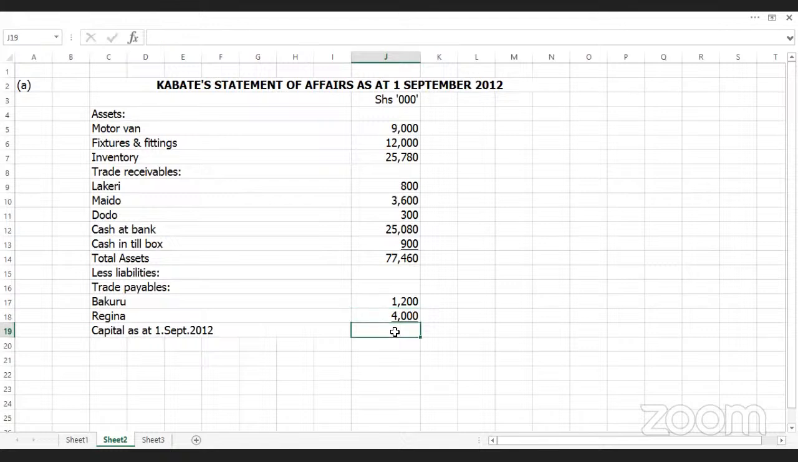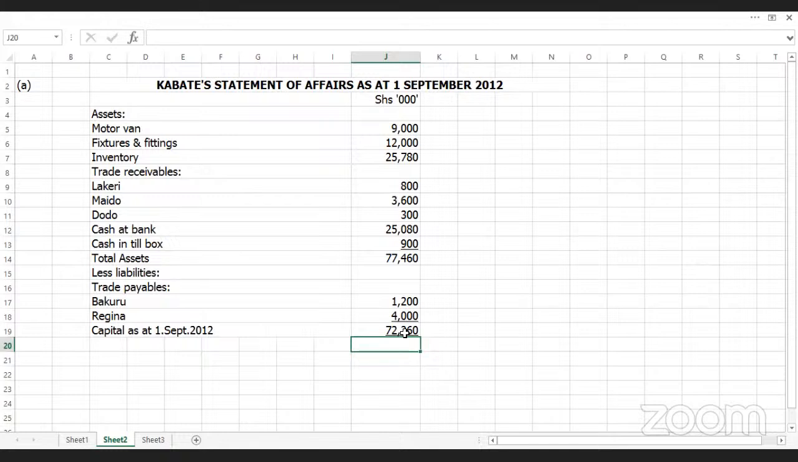So how much will the capital be? Total assets minus the liabilities will give us the capital of this business. We have 72,260, that is 72,260,000. That is Kabate's capital as at 1st September 2012.